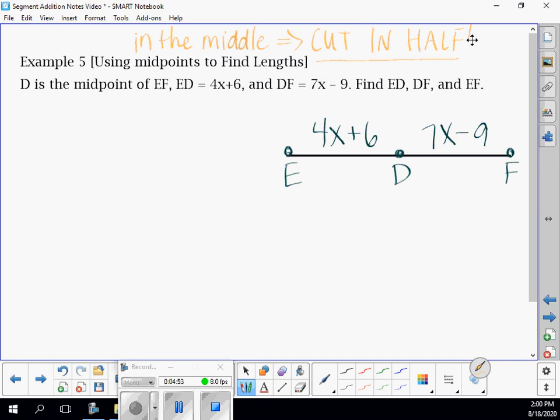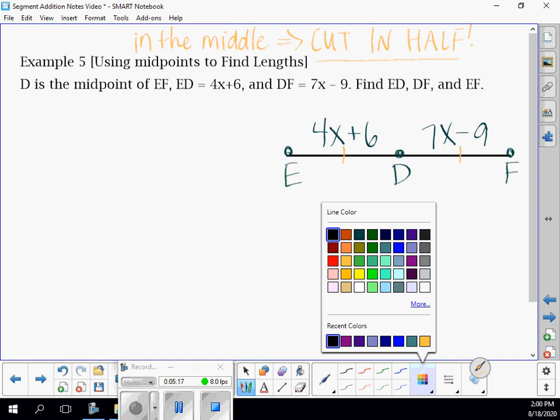D is the midpoint. So remember I told you we put something called tick marks to tell us it's equal. D is the midpoint of EF. So ED is 4x plus 6. DF is 7x minus 9. That's already all put in there. Do I have the length of the whole segment? Do I have an expression that says what EF is? Well, if I look, I don't.